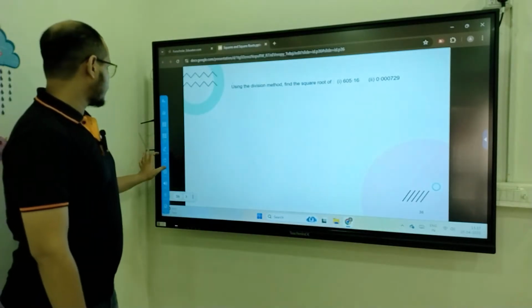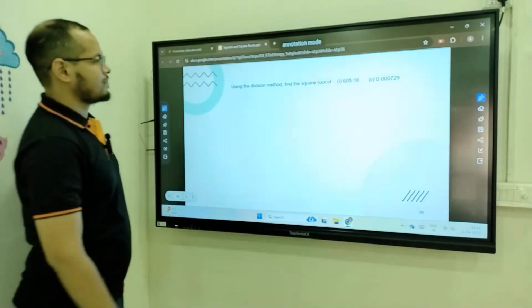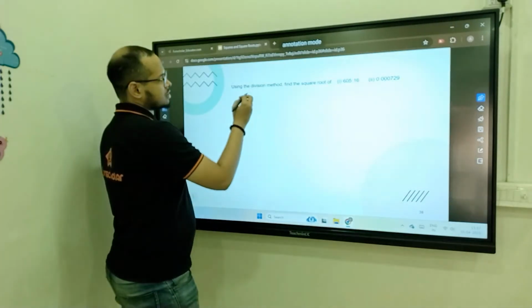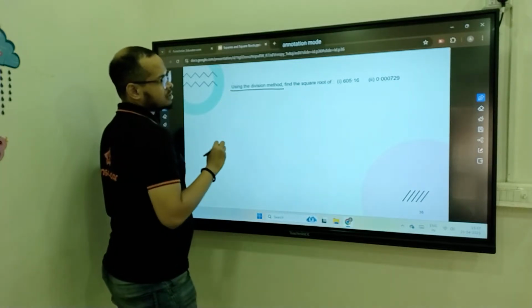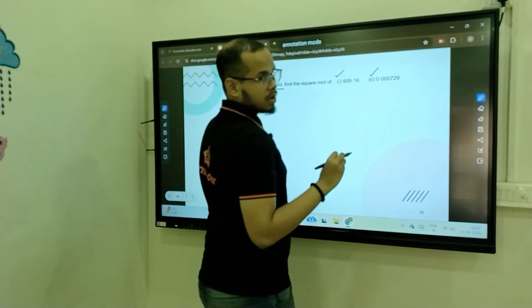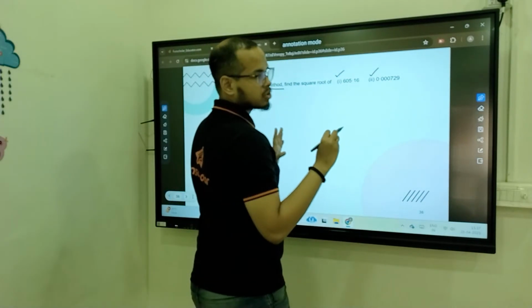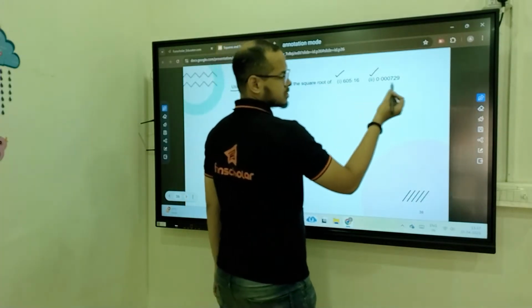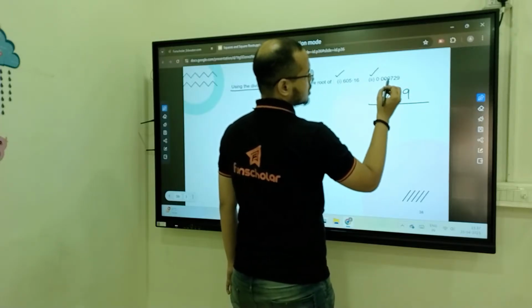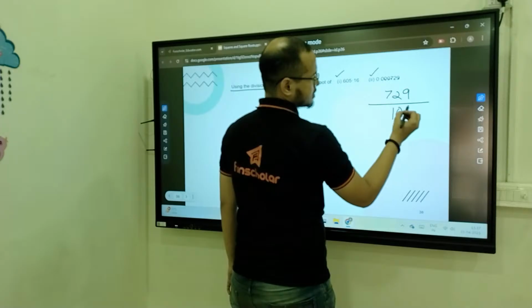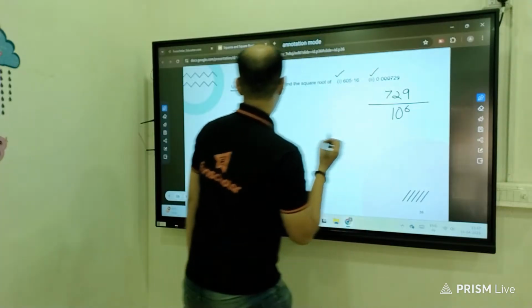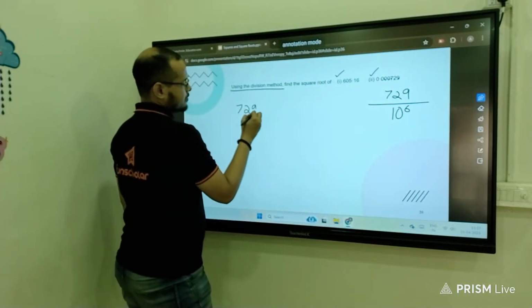Okay, let's find these out using the division method. Whenever questions like this come, unless and until it is stated here to find using the division method, we can use other methods. The first one I'm doing by division method, the second one I'm doing by the normal square root method. Okay, how to do this? Let me do the second one. 729 divided by 10 to the power 6. Okay, 10 to the power 6. 729 is what? Let us find it out by the method that we already know.